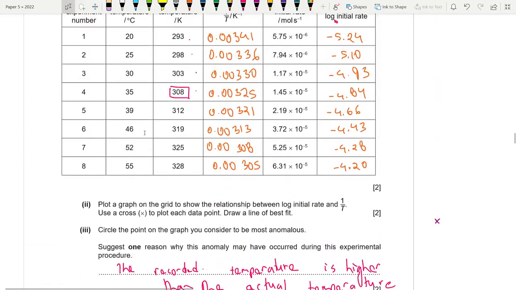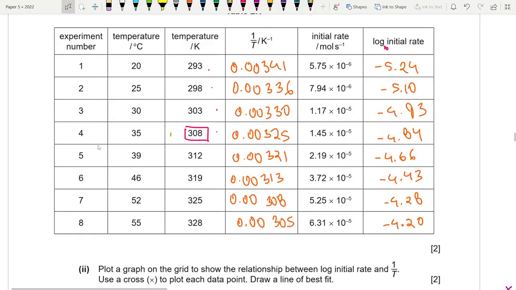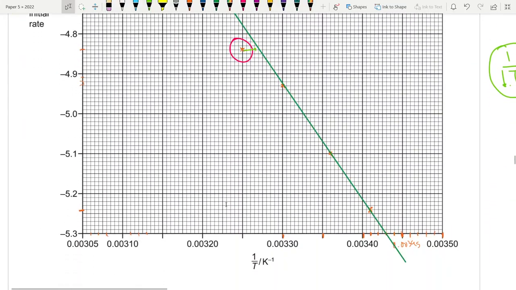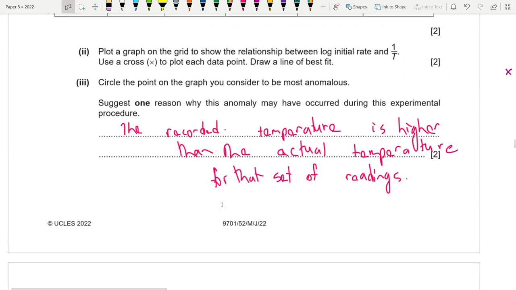For example, this anomalous point over here, this temperature 308, 1 by T is too low. That means temperature is too high. What if rather than being 308, it was a bit lower, like 305? So 1 by 305, 1 divided by 305, is 0.00327, or 328. It's fixed now, right? Like I told you, it should have been slightly towards the right hand side. So basically there was something to do with temperature.